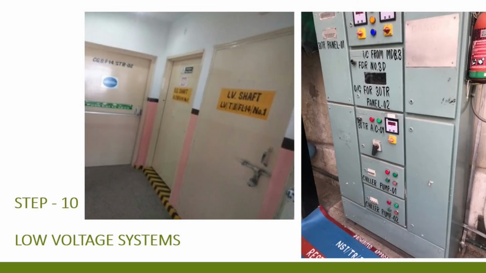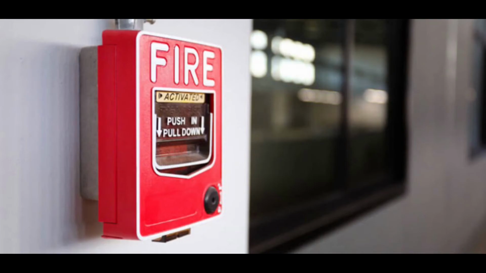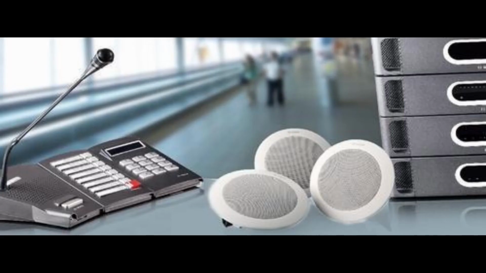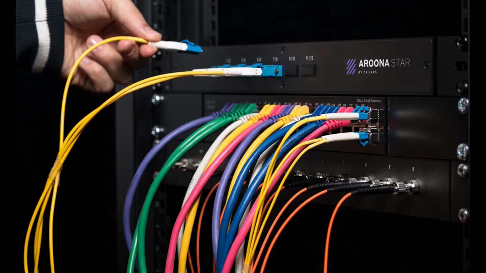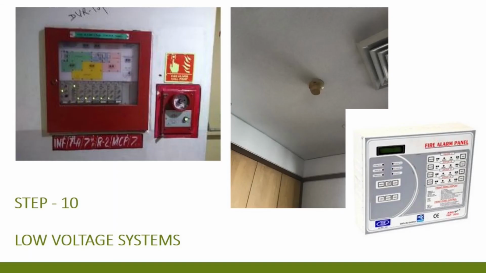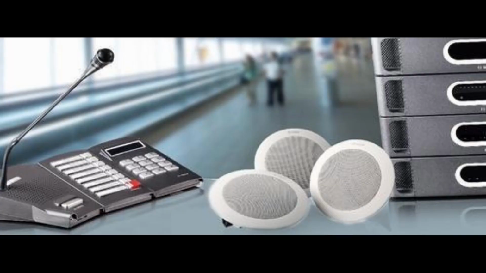Step 10 is the review of low voltage systems. Low voltage systems include all systems which run on low voltage power such as fire alarm, public address system, internet fiber cabling. Check the builder fire alarm panel and how the integration between builder fire alarm and fire alarm of your premises will happen and at what location. See if there is a PA system provisioned by the builder. Again, check for the integration points between your PA system and the builder's PA system.